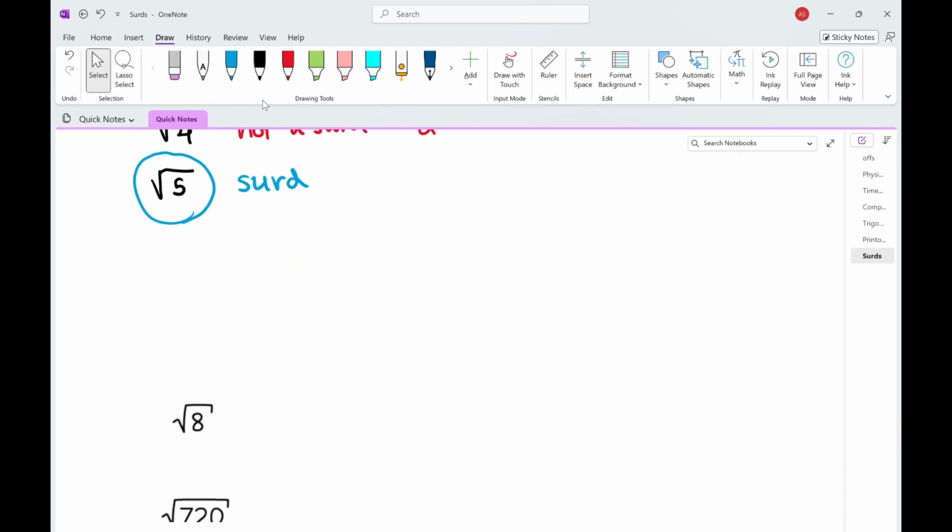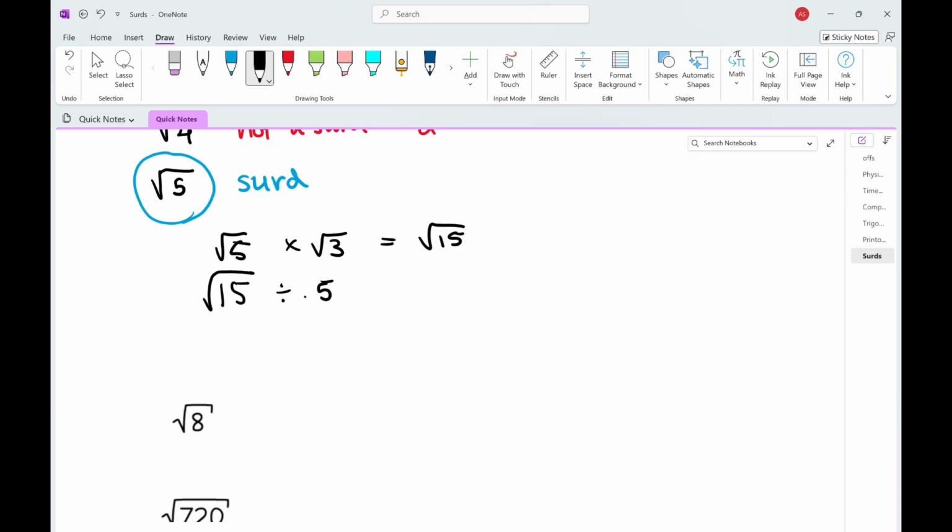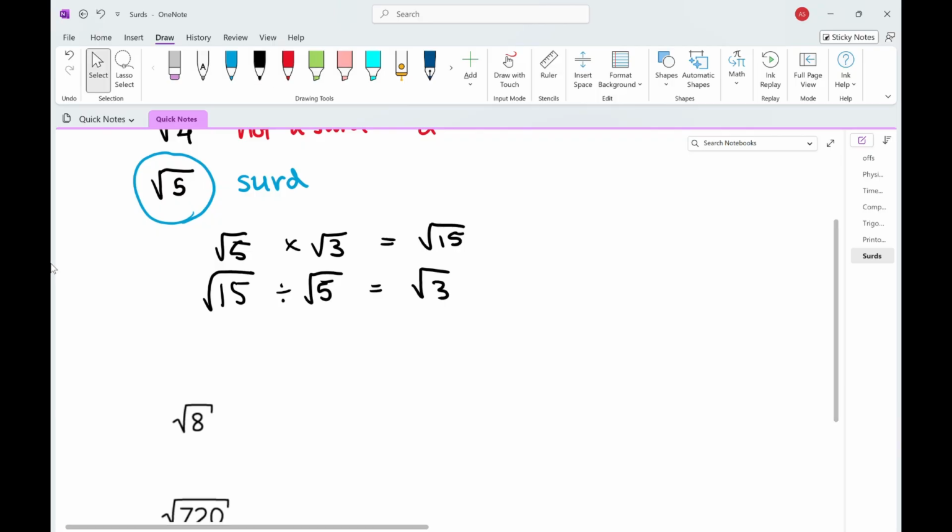So what you can do with surds is you can multiply surds. If we have root 5 times root 3, we'll get root 15. This can also be used the other way: root 15 divided by root 5 is equal to root 3. Now, these are simple ways to multiply and divide surds.